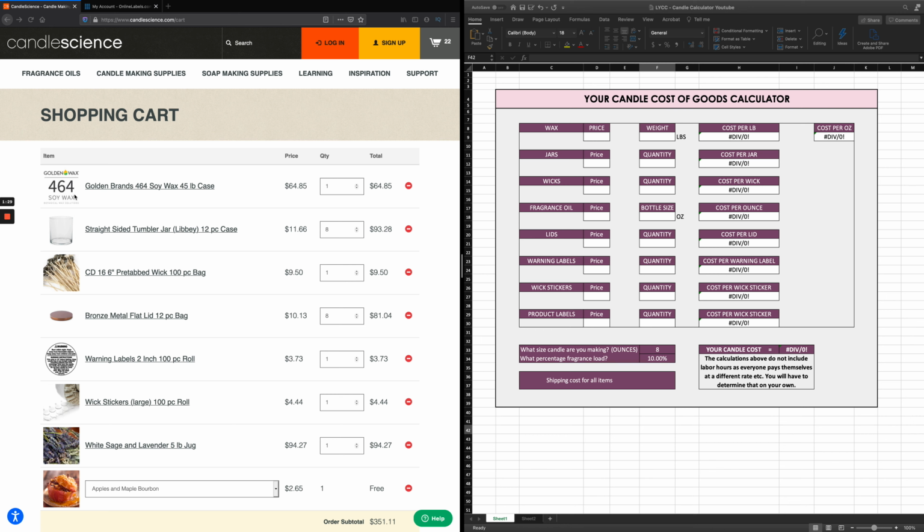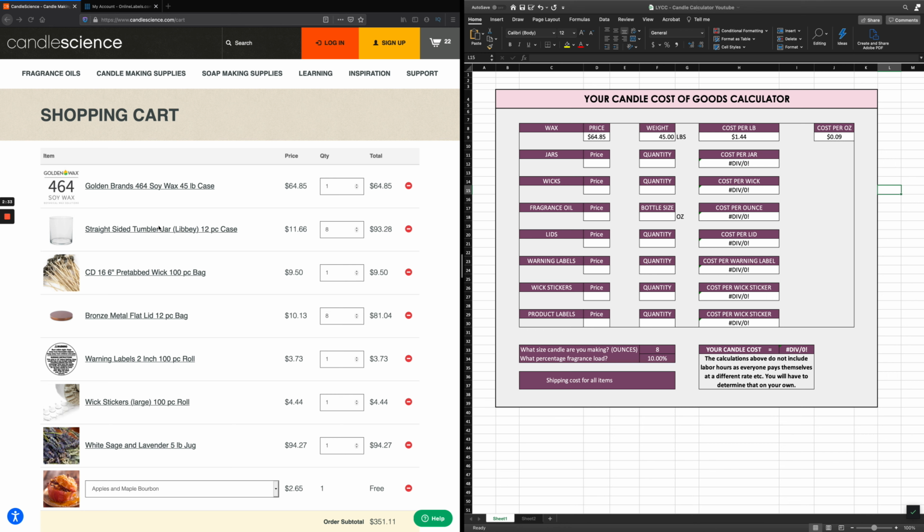So I added 464, which comes out to $64.85. So I'm going to go here to the calculator and write down $64.85. The way you come up with the cost per pound and cost per ounce is the following. You're going to divide $64.85 by 45 pounds, and that gives you $1.44 per pound. Then you take that $1.44 per pound and divide it by 16 ounces, because there are 16 ounces in a pound. That gives you 9 cents per ounce.